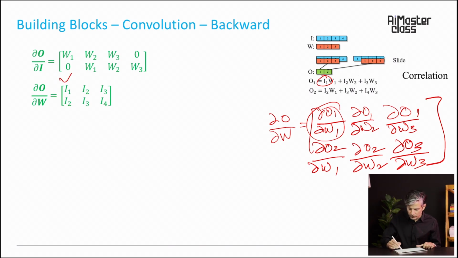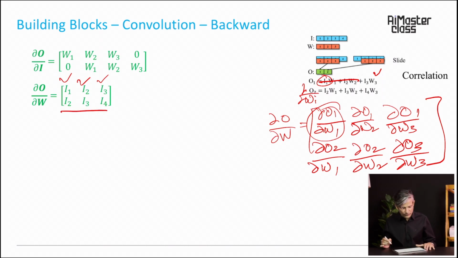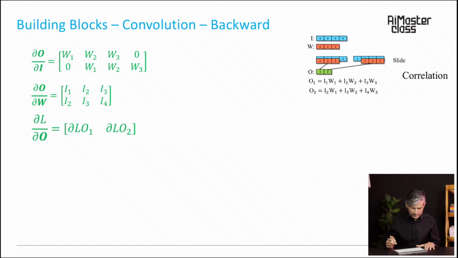Then O2 by W2, we get I2, and then with W3, we get I3. Yes, because everything else is 0. When we differentiate with W3, the first terms are zeros and so on, because it doesn't depend on W3. Similarly, for the second row, when we differentiate this with different components of, let's say, Wi, we get I2, I3 and I4. So let's just remember this.